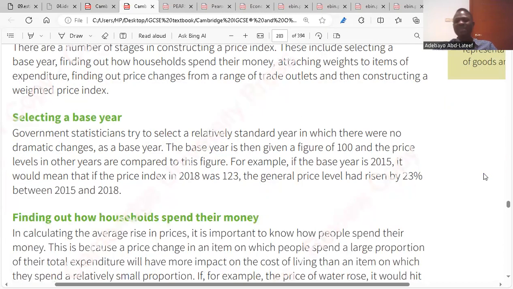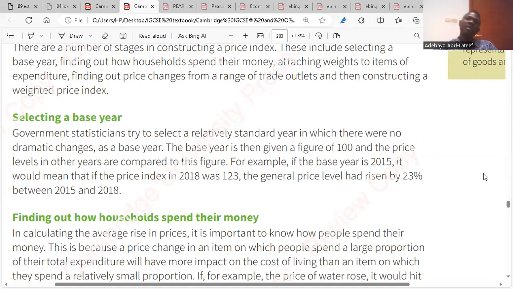So we start with selecting a base year. So let's talk about the base year. We're talking about the year that has been given before the present year. Government statisticians try to select a relatively standard year in which there were no dramatic changes as a base year. The base year is then given a figure of 100, and the price levels in other years are compared to this figure. For example, if the base year is 2015, it will mean that if the price index in 2018 was 123, the general price level rose by 23% between 2015 and 2018. Do you get the point I'm making here?